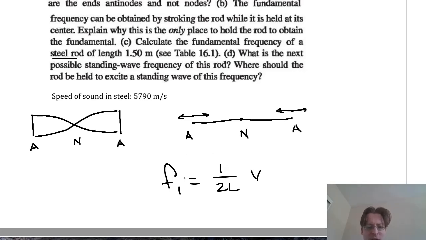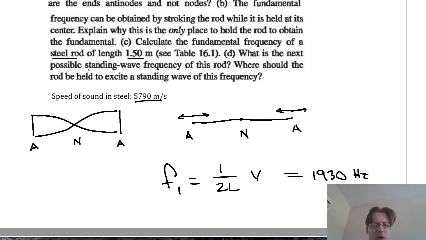Okay, so we predict F1. We have to take the speed of sound in steel, which is almost 6,000 meters per second, divide it by twice the length of the rod, which in this case 2L would give me 3 meters. So it gives roughly 2,000 hertz, which is in the ballpark of what was observed in the video. It's not exactly 2,000. It comes out to be 1930 hertz. A fairly high-pitched sound like we heard in the video.